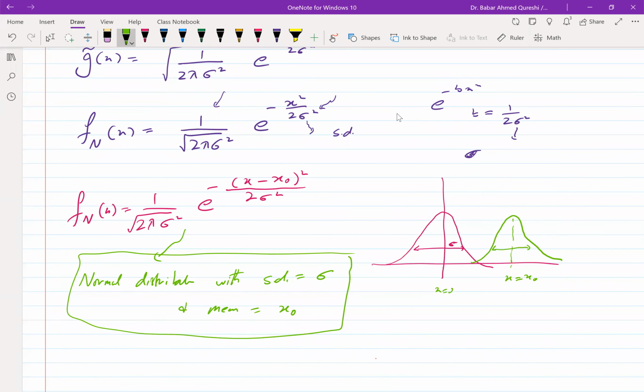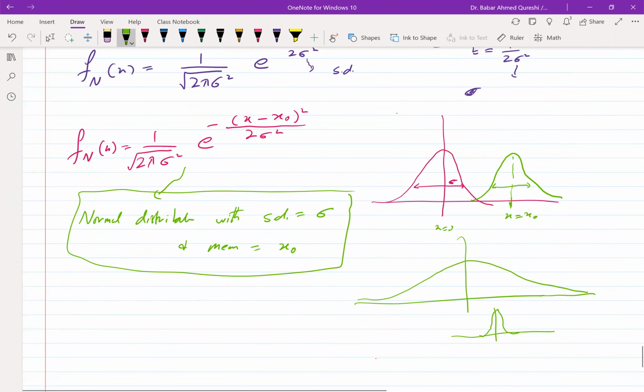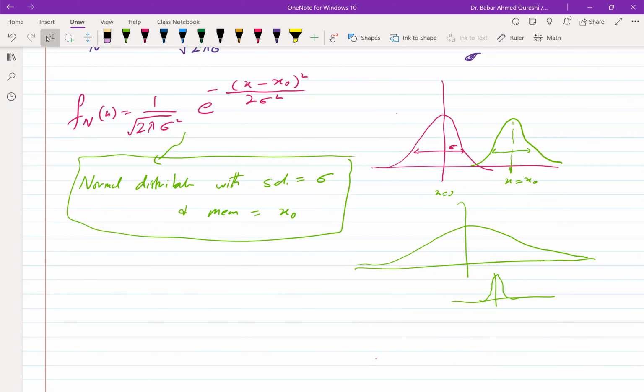And this is the most general normal distribution you can write. There's nothing else you can do with it. These two properties, where the center is, where the mean is, and how broad it is. If you increase sigma, it will become fatter. If you decrease sigma, it will become narrower. So these two properties completely specify this probability distribution. So, any questions?